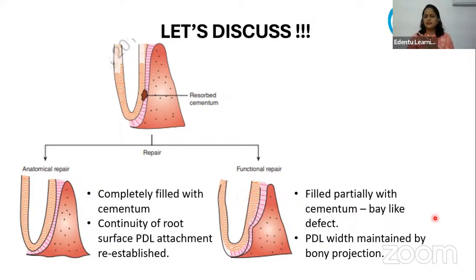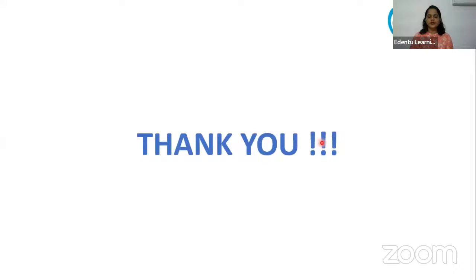Only a partial part is filled by the cementum, and it will create something like this. A bay-like defect like this is formed. This is an example of a bay-like defect, and the periodontal ligament width is maintained by the bony projection like this. Okay, so that's all about the cemental repair.